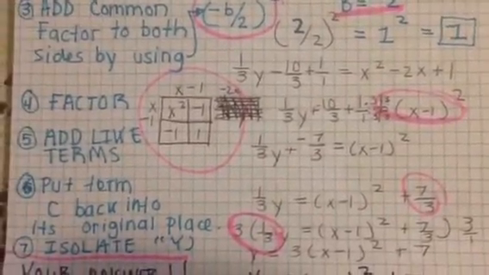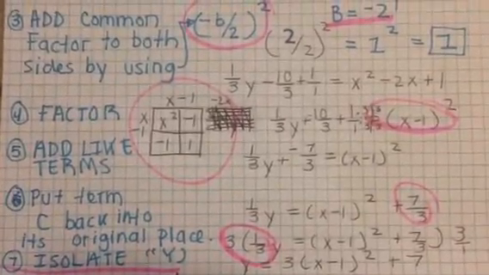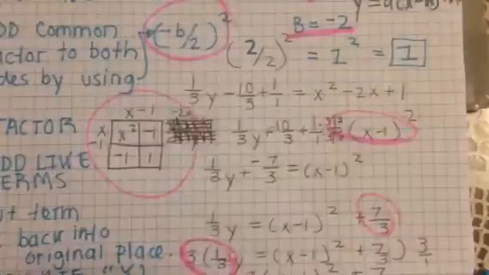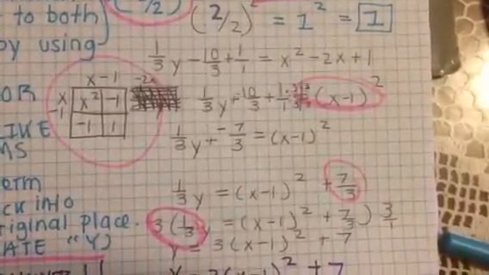And I have to isolate y now by multiplying by 3, because that would cancel out that 1 over 3 before the y. And I get y is equal to 3(x minus 1) squared plus 7. And that's my answer.